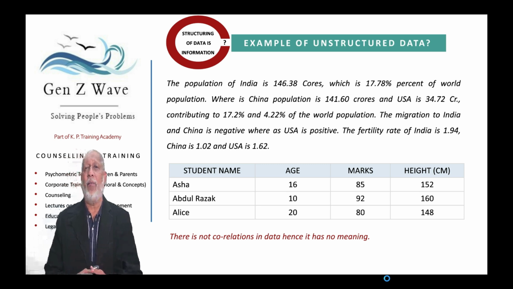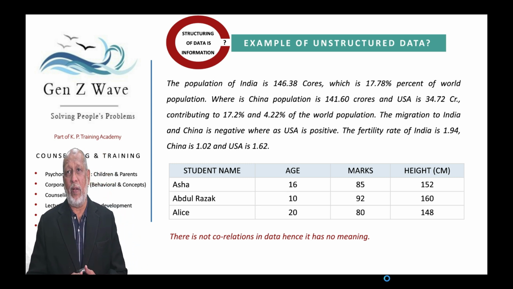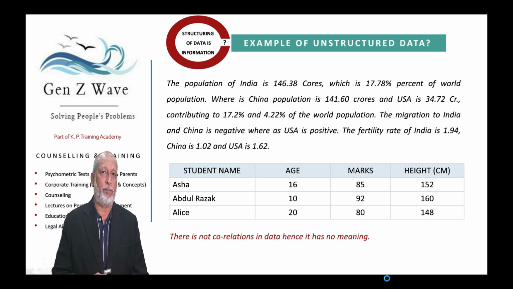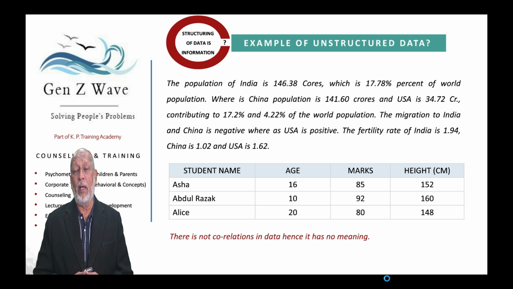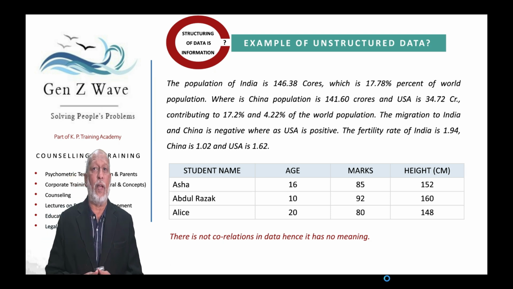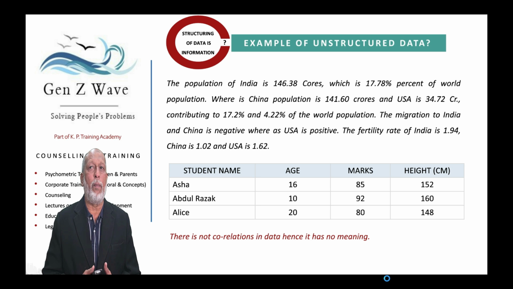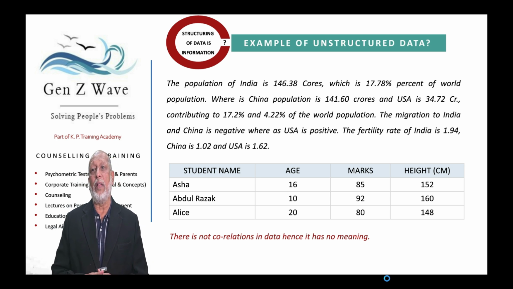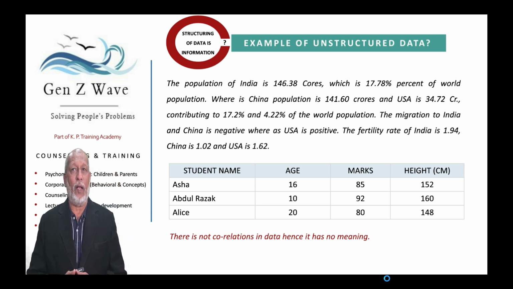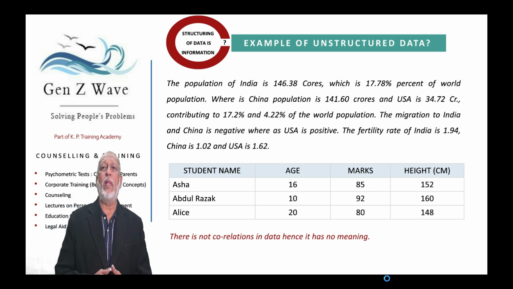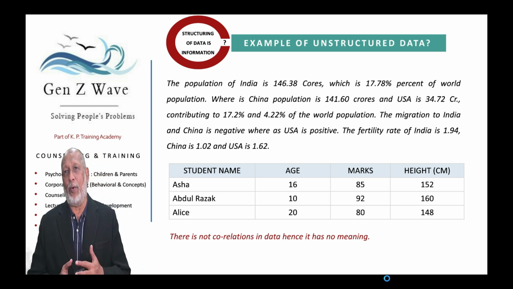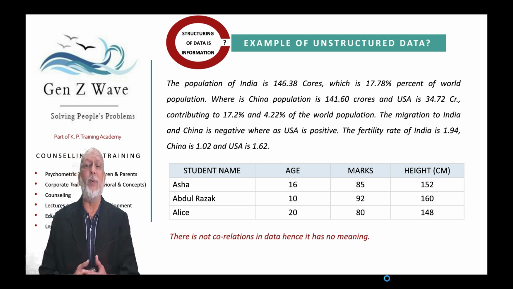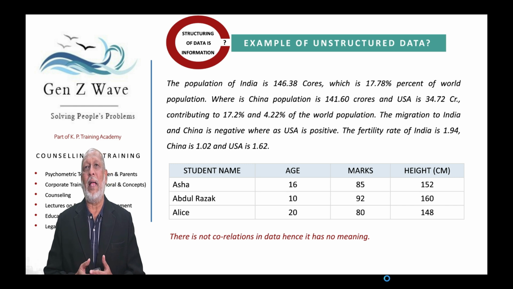Another example of unstructured data: the names of the students are given, the age, the marks, and the height. If you look at the age, there's a big variation in the age. Marks, if you look at 85, 90 to 80, but it does not say which subject. Height is 152, 160, and 148. If you compare with the age, there's no correlation. If you look at examples 1 and 2, this information cannot provide any analysis.